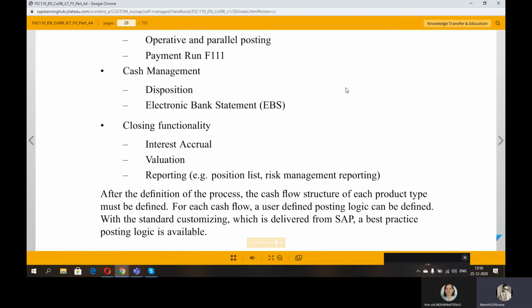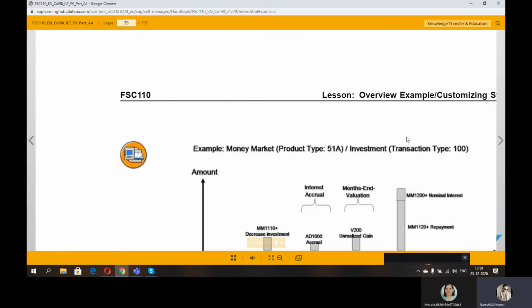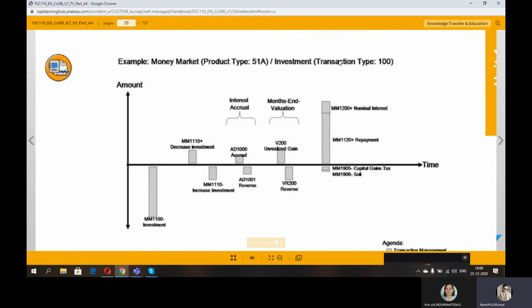After the definition of this process, the cash flow structure of each product type must be defined. For each cash flow, a user defined posting logic can be defined. So based on this, we will go for deep understanding. So money market, the product type 51A. 51A is a deposit. Okay. So here what will happen, fixed term deposit. Normally the product type is 51A. So based on this product type, we'll be having an amount.